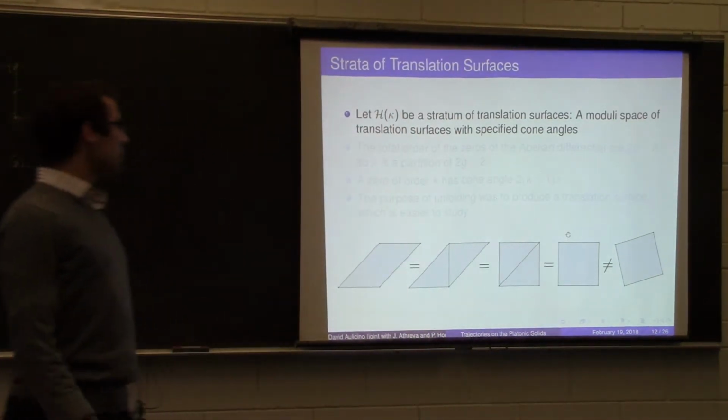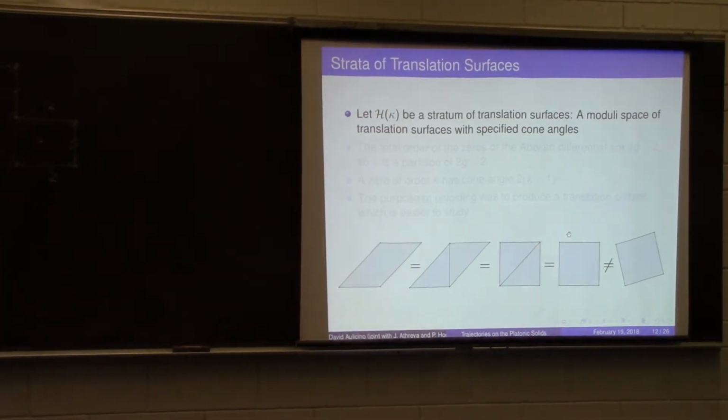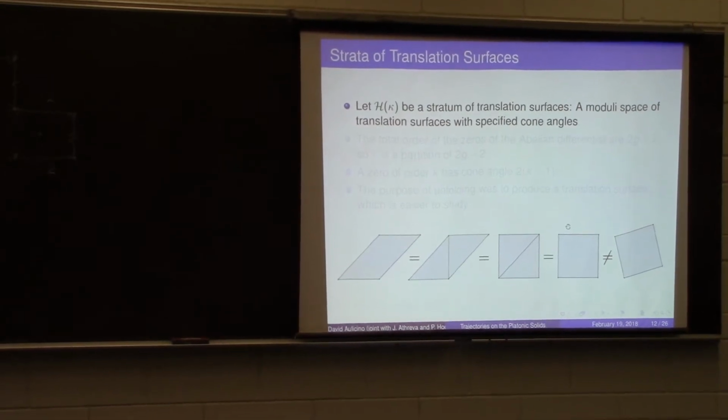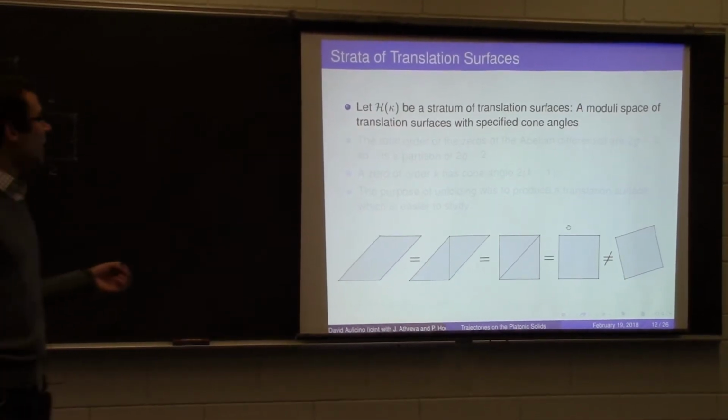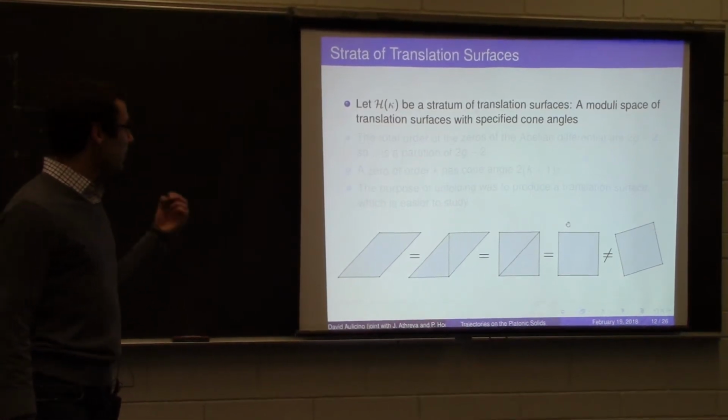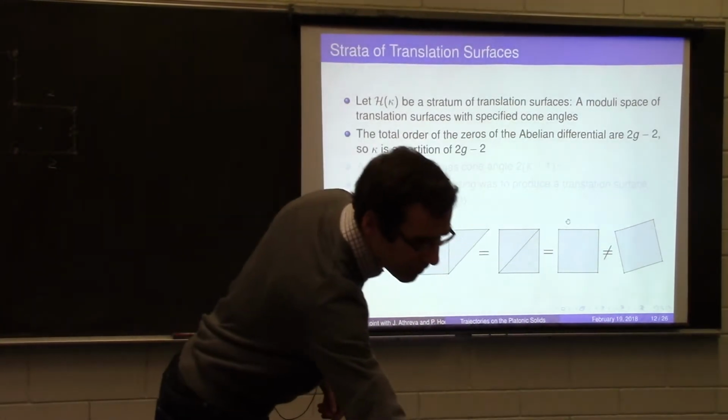Okay, so I introduced translation surfaces. I have to introduce a space of them now. So this is a moduli space. It's the strata of translation surfaces. Kappa is going to be a partition of 2g minus 2 for the following reason.